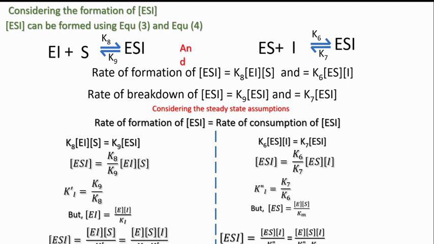On the other hand, if we consider the other part of the equation of the ES formation and breakdown, we see that ESI also will be equal to E multiplied by S multiplied by I, all divided by K prime prime I multiplied by Km. Now, the question is, which of the two ESIs should one use? Over the years I've done this, I always prefer to use the one in which Km is present. There are some other things we are going to see while going through this.